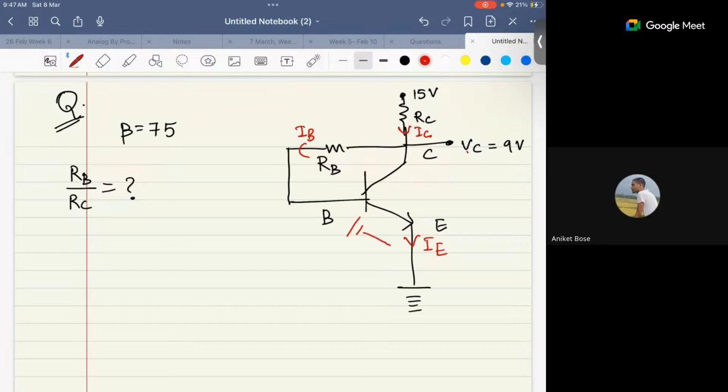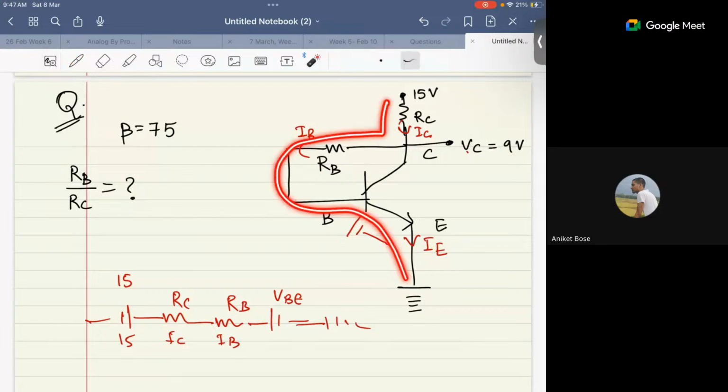Yeah, you can replace it like that. You can write it, for example, starting from 15 volt. Then you have a resistance RC, then you have this RB. The only difference is you should take care here. The current is IC, the current here is IB, and then you replace it with this VBE, and this is grounded. So it can go like this. This is what you are asking, right? Yes, sir. Yeah, you can use it.